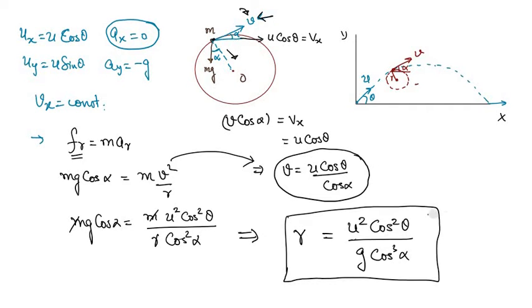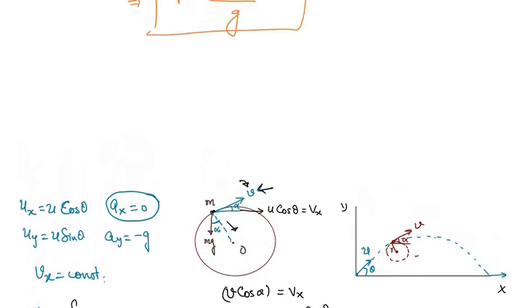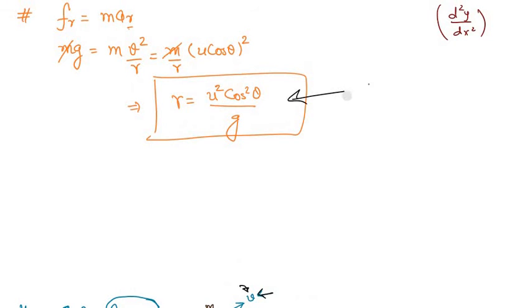So let's match this result with your previous result. Put alpha equal to 0 at maximum height. At maximum height this will be the case. So your r is equal to u square cos square theta by g. That is nothing but the problem that we just did, r equals u square cos square theta by g. So that was the most general approach to follow.